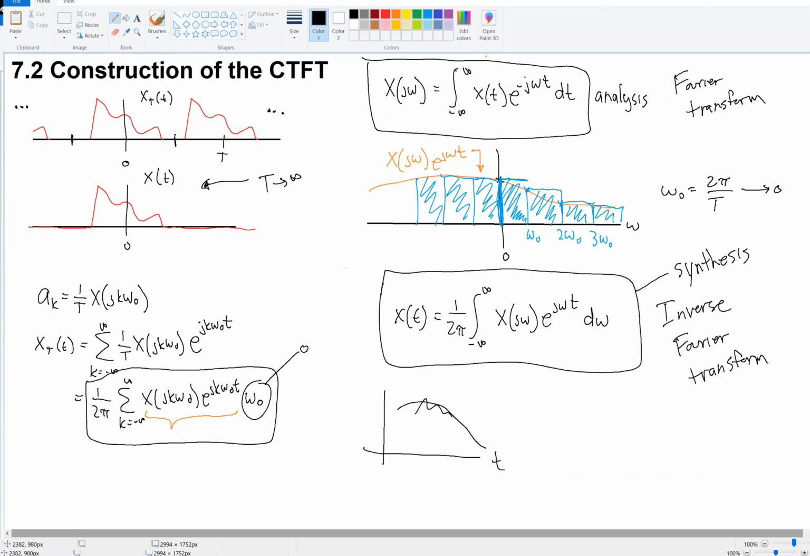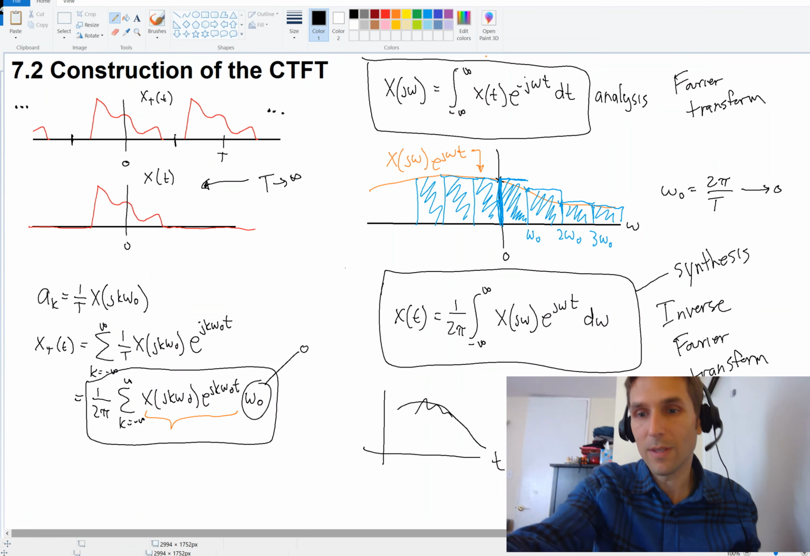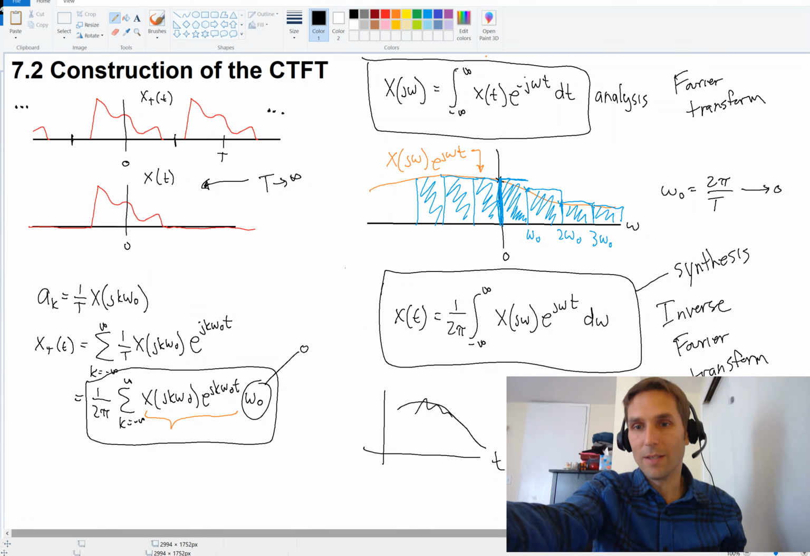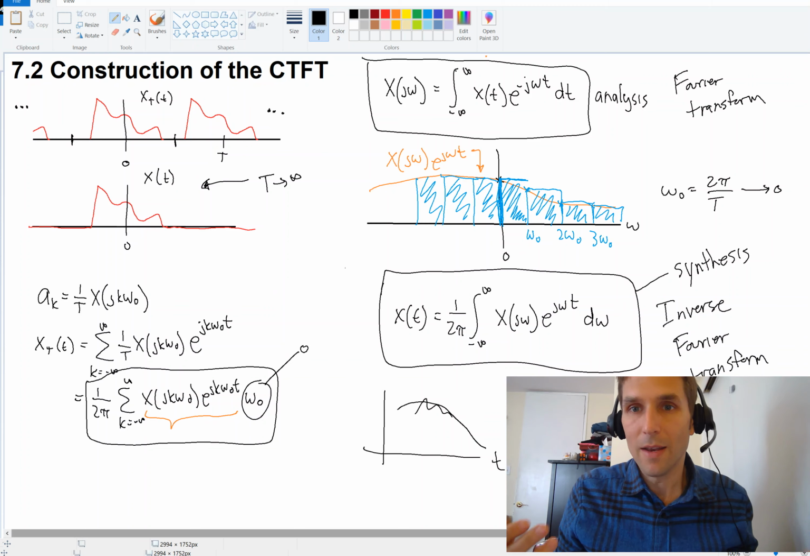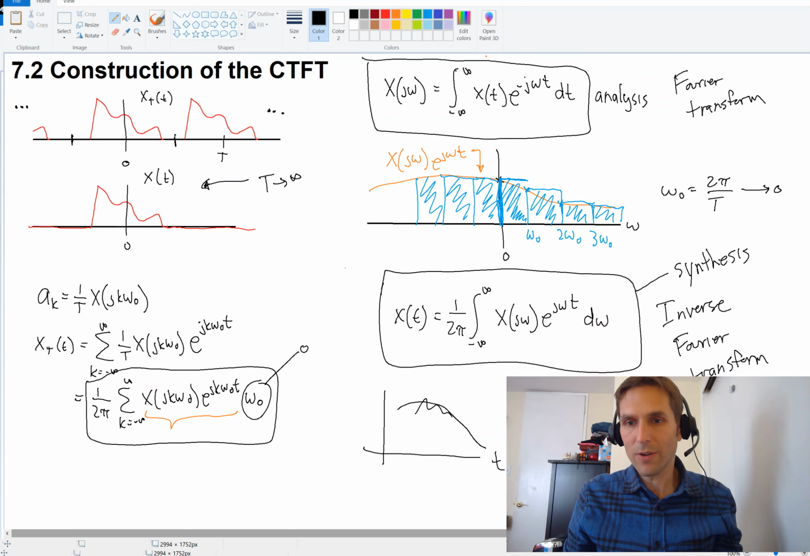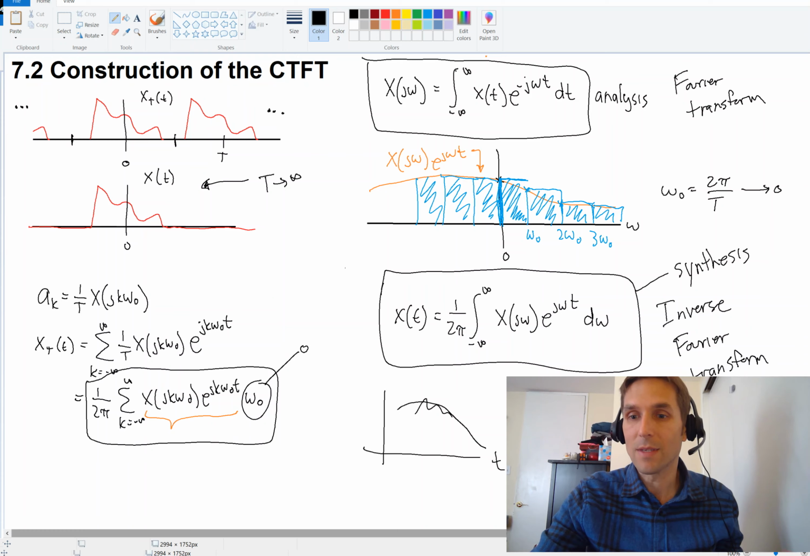So we have this analysis equation, we have the synthesis equation. Now, coming up then, of course, we want to practice these things. Given a certain signal in time, how can we use the analysis equation to find the Fourier transform? And let's try to work on our intuition to see exactly what the Fourier transform is telling us. So I've got some example videos coming up.